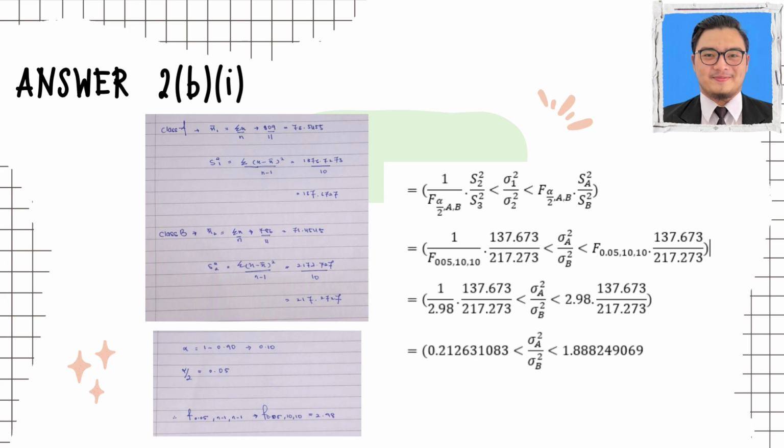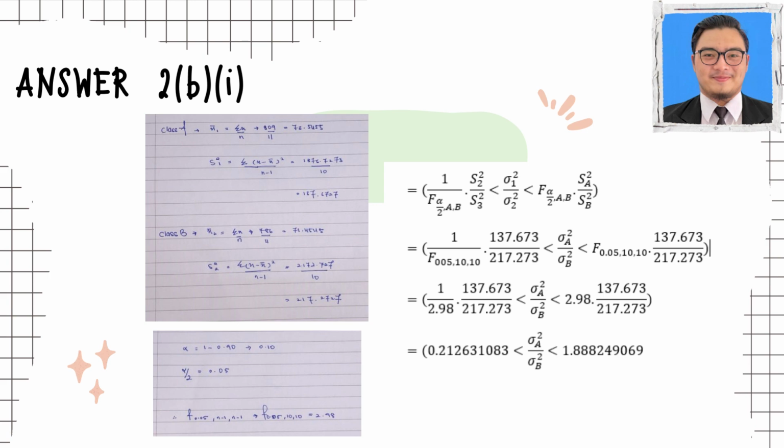So, the answer for question 2b 1 Roman, first, we must find the sample mean and sample variance for each class. Sample mean for class A is 73.5455 and sample mean for class B is 71.4545. Sample variance for class A is 137.6727 and sample variance for class B is 217.2727.